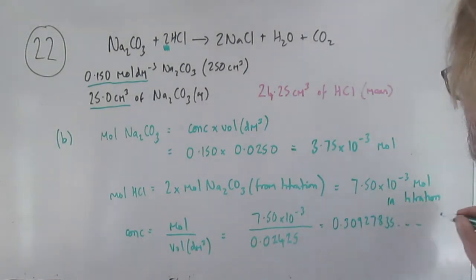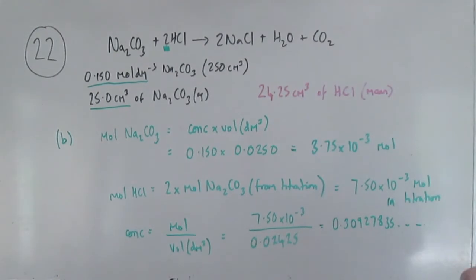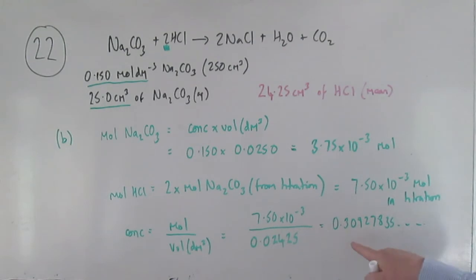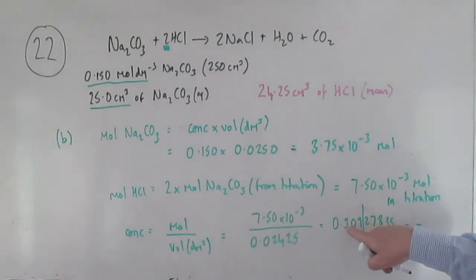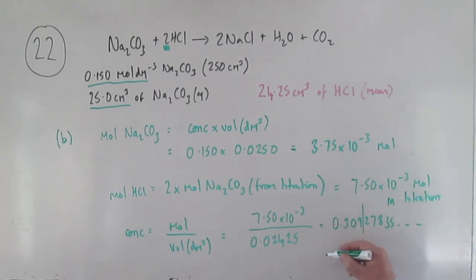0.3092785 on your calculator, but it tells you must give your answer to 3 significant figures. So remember, the first significant figure is that 3, so it's going to cut off here, and because that number is less than 5, it's going to round down to 0.309. Okay, so that's equal to 0.309. It's a concentration, so the units are moles per dm cubed, to 3 significant figures is the answer.